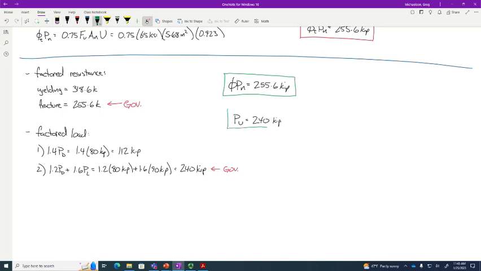So what can you tell me about this tension member looking at these two numbers? It's a safe design, right? Because it can withstand 255.6 kips, and I am loading it with 240 kips. So is the member good? The member's good. So what was the first question that was asked? Can this member safely resist these loads? Yes. Typically what I will write is member is adequate.